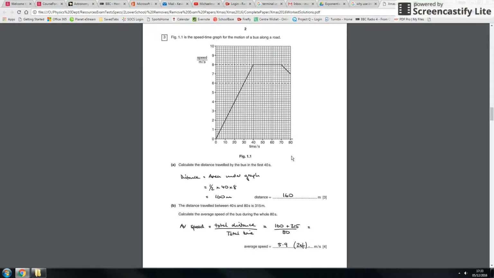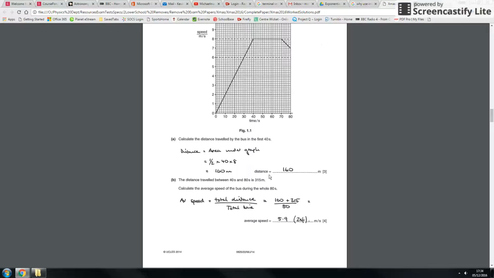You could have got 3 marks by writing distance equals average speed multiplied by time. But if you just divided by 2 and didn't explain what you were doing, you can see here we've written distance equals area under the graph, or if you'd written distance equals average speed times time, you'd have got all 3 marks. And then on the second part, lots of you didn't read the question carefully enough.